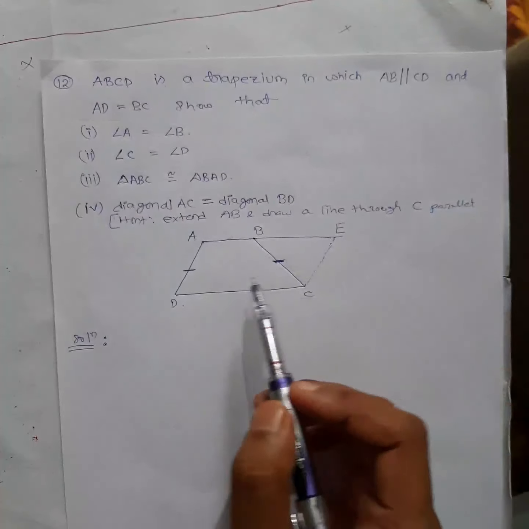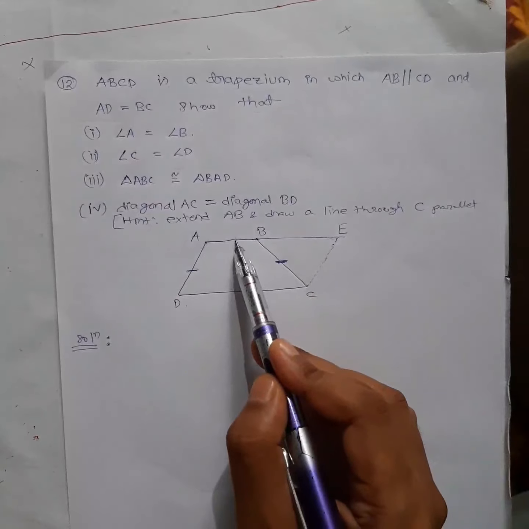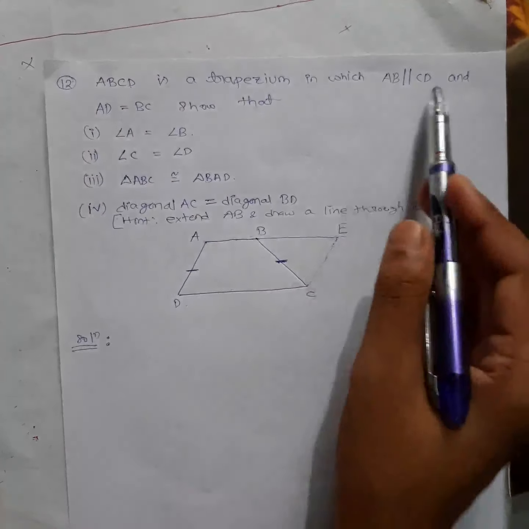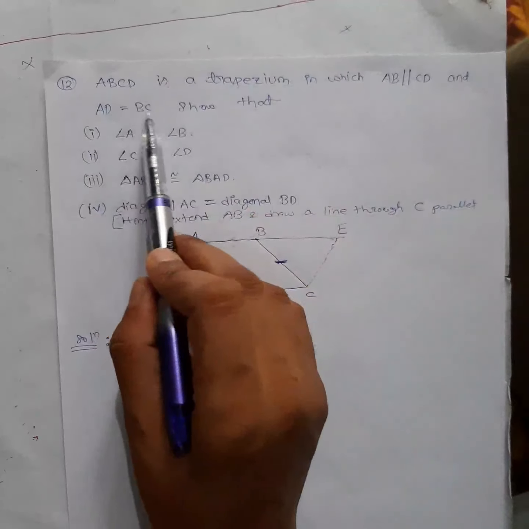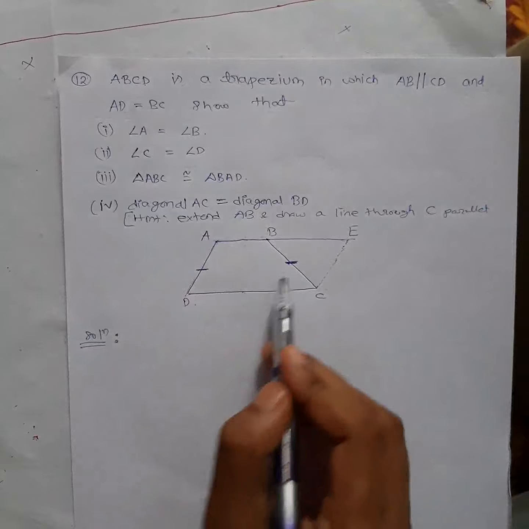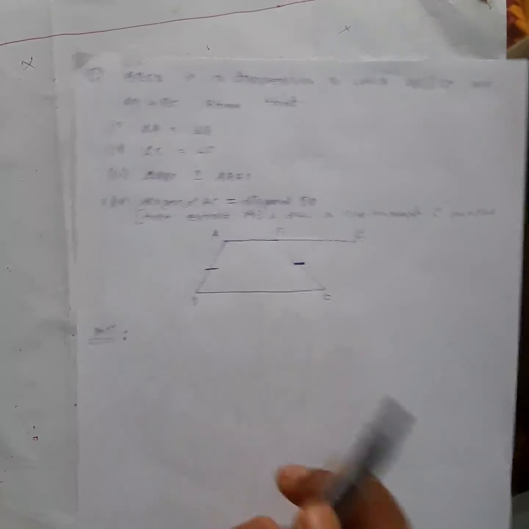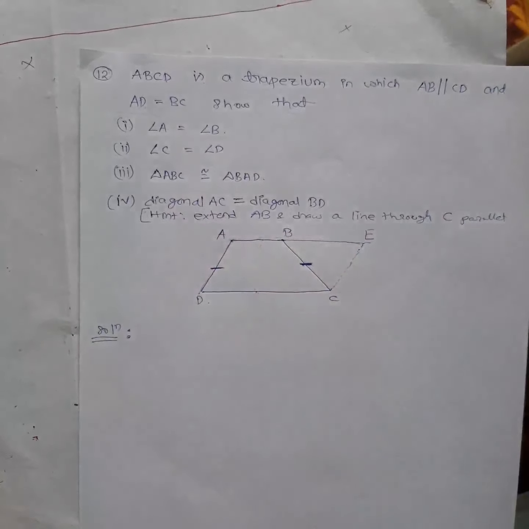That was the definition of a trapezium. So which pair will be parallel? AB parallel to CD, they have given. So this and this are parallel, okay? And AD equal to BC is also given. AD is equal to BC. So this side I have already marked. They are equal, okay? So they have said show that angle A is equal to angle B.